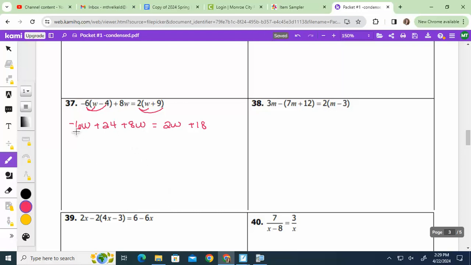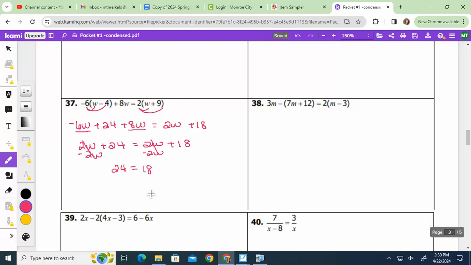These are on the same side, so we just are adding like terms. So negative 6W plus 8W. So negative 6 plus 8, 2W. So if I subtract my 2W, I get 24 equals 18. But does 24 equal 18?